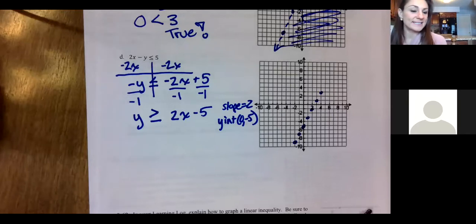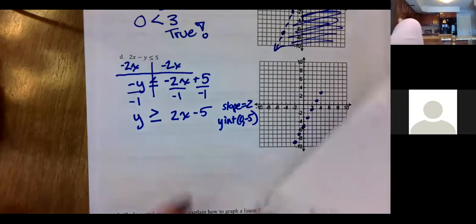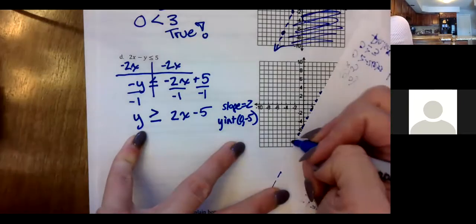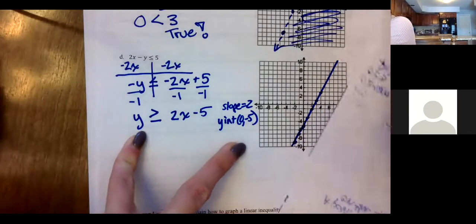All right, do I want a solid or dashed line? Good, I want a solid line because it's less than or equal to, so the line is part of the solution.